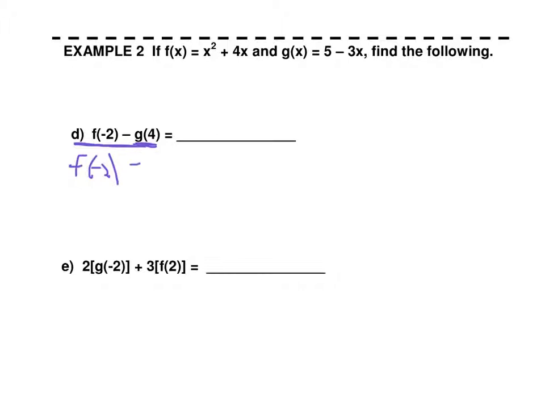So f of negative 2, I'm using this one because it has the f. So I have a negative 2 squared plus 4 times a negative 2.